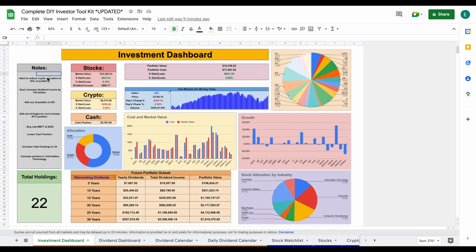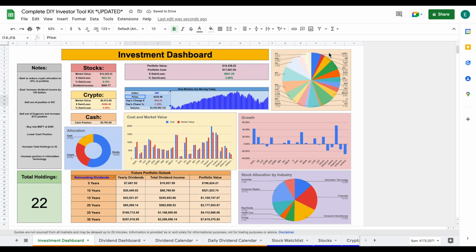We have all of the notes that we need right here, and we can see our total holdings listed right here. We then have our allocation by asset right here, so we can see our stocks percentage, crypto, and cash percentage. Right here, we're able to see how markets are moving currently. So we're going to be able to look at things like the Dow Jones, the S&P 500, or the NASDAQ. And if we click one, we can see our 2-year chart and how it's been performing today.